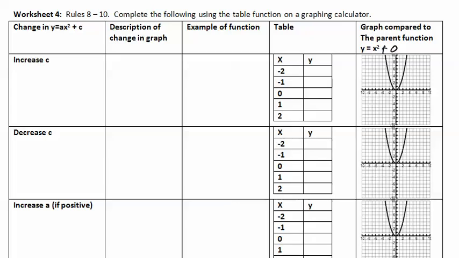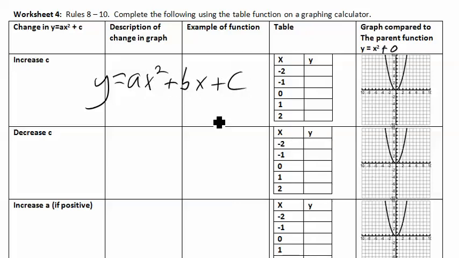For worksheet 4, we're going to be talking about what changing a and c does to a quadratic function. Now, don't write this down, but just to remind you, the standard form of a quadratic function is y equals ax squared plus bx plus c. Now we're just going to show you for right now when b is 0, so we're not even worrying about this x term here. We're just worrying about these two. We want to show you what changing a and changing c does to the parent function.